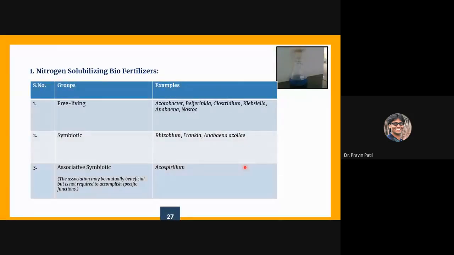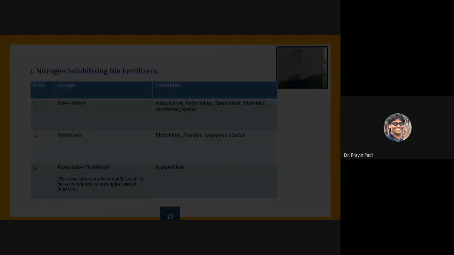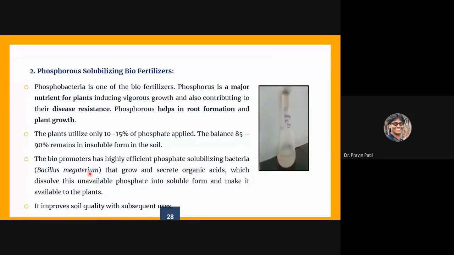Then these are again specifically specified examples of nitrogen solubilizing biofertilizers. Several Azotobacter, then Clostridium, then some Klebsiella, Rhizobium, Azospirillum. These are the different species. However, they have different mechanisms. As I told you, what is free living and symbiotic, and what is associative symbiotic. So this is the way all these microbes are helping to solubilize the nitrogen which is present in the soil. Then the second type is phosphorus solubilizing biofertilizers.